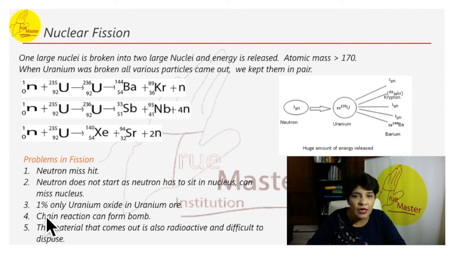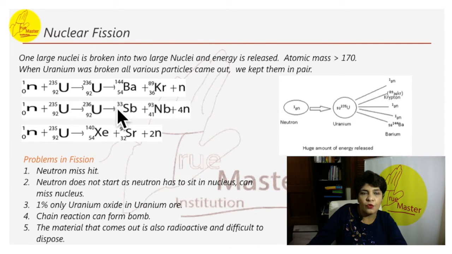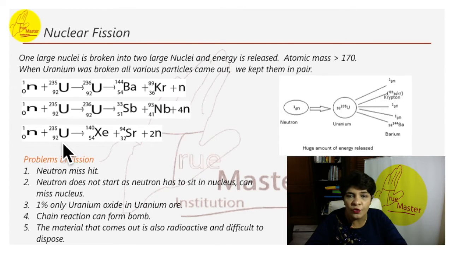So Sb has got 133, Nb has got 93, so it's 133 plus 93 plus 4, which is close to 236. Similarly, 140 from Xe and 94 from Sr, plus 2 n, is again close to 236. So this is how we have grouped them together. What is Ba? Ba is barium. Kr is krypton. Xe is xenon, and Sr is strontium.